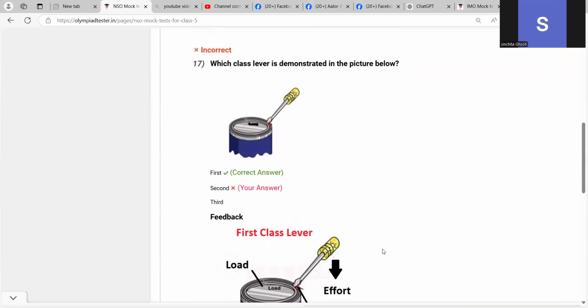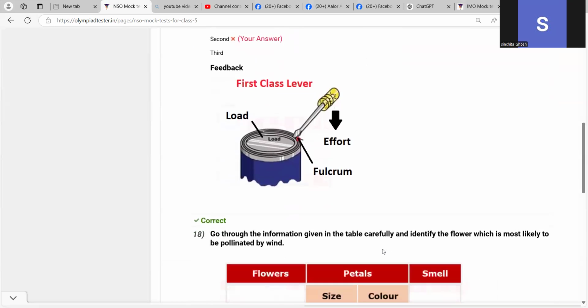Now, question number 17. Which class lever is demonstrated in the figure below? It is not a second class lever, it is a first class lever. The answer is same because the load is here.